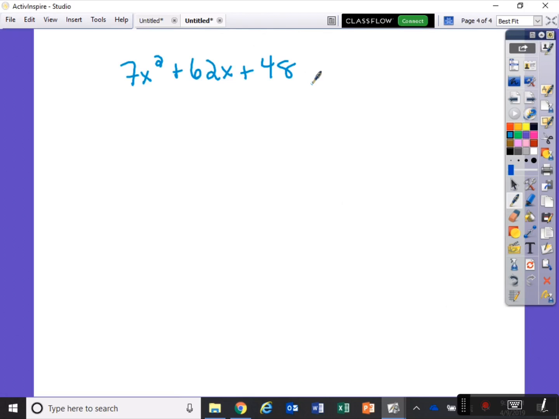I'm getting close. I'm at 50. Oh, you gotta add. Okay, so what do we do again? You gotta find the factors of whatever you have. Remember you multiplied 7 and 48, right? You gotta find factors of that will add to make 62. So that's where the calculator comes in handy.